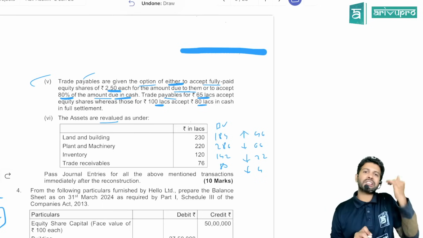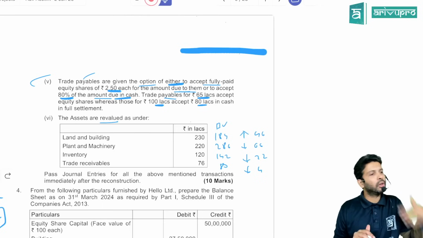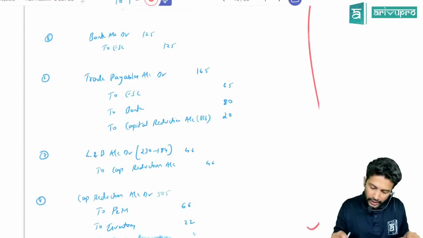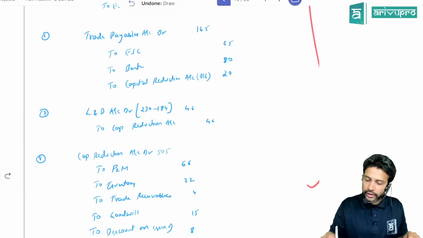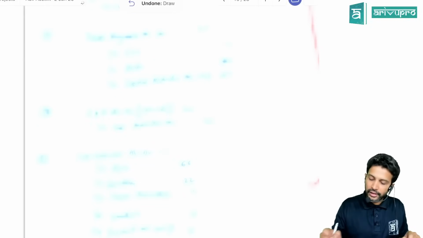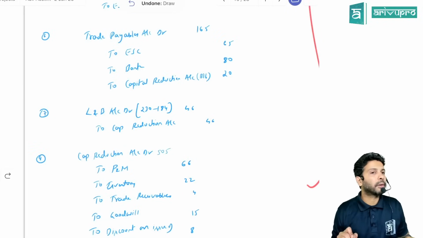Land is an asset. Assets have a debit balance. To increase, what do we have to do? Debit. What's the journal entry? Land and building account debit to capital reduction. How much was the increase? 46 lakh rupees. Done? Yes, sir.